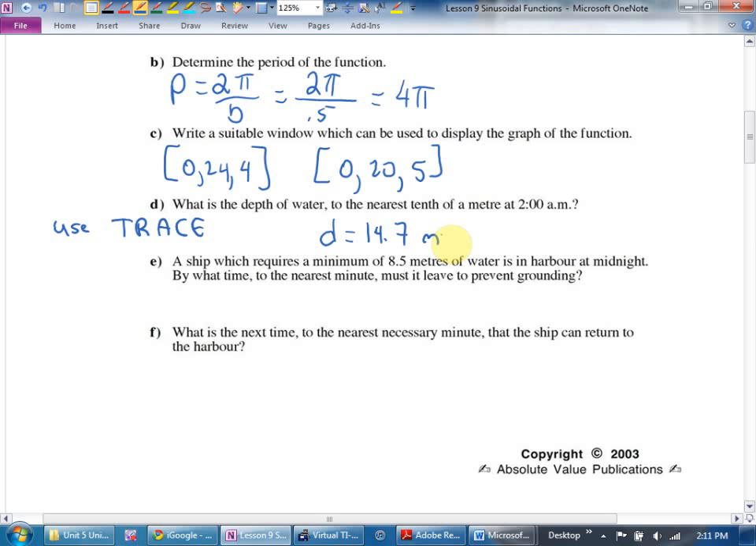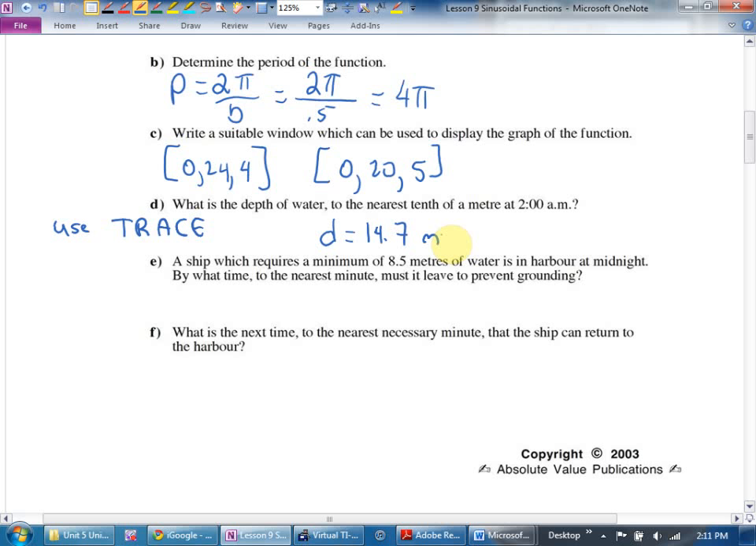Oh, what if instead of 2 a.m., what if they'd said 2 p.m.? What would you type in for your X value? Yeah, 14. They don't do that very often. They do once in a while. So make sure you read time very carefully, right? You'd have to realize we have to go military time, right?